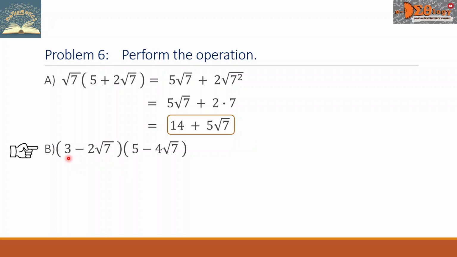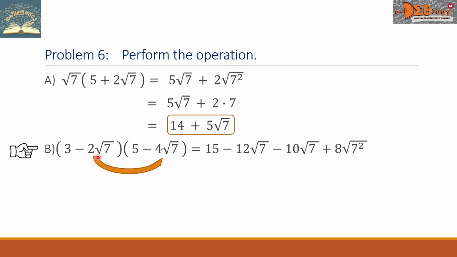Problem B. 3 minus 2 square root of 7 times the quantity 5 minus 4 square root of 7. We're going to use here the distributive property. We multiply this 3 to the terms of the other group. So let's begin with 3 times 5. That is 15. Then 3 times the negative 4 square root of 7. And that is negative 12 square root of 7. Then we take this negative 2 square root of 7 multiplied by 5. So we have negative 10 square root of 7.